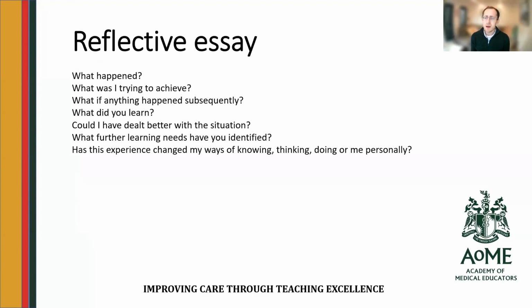So when you're thinking about your 500 word reflective piece, you might want to think about what happened. What were you trying to achieve? What happened because of what I did? What did I learn from that situation? And could I have dealt with that situation better? Some people might find different ways of reflecting helpful. I think some of these questions are useful in really putting together your application.